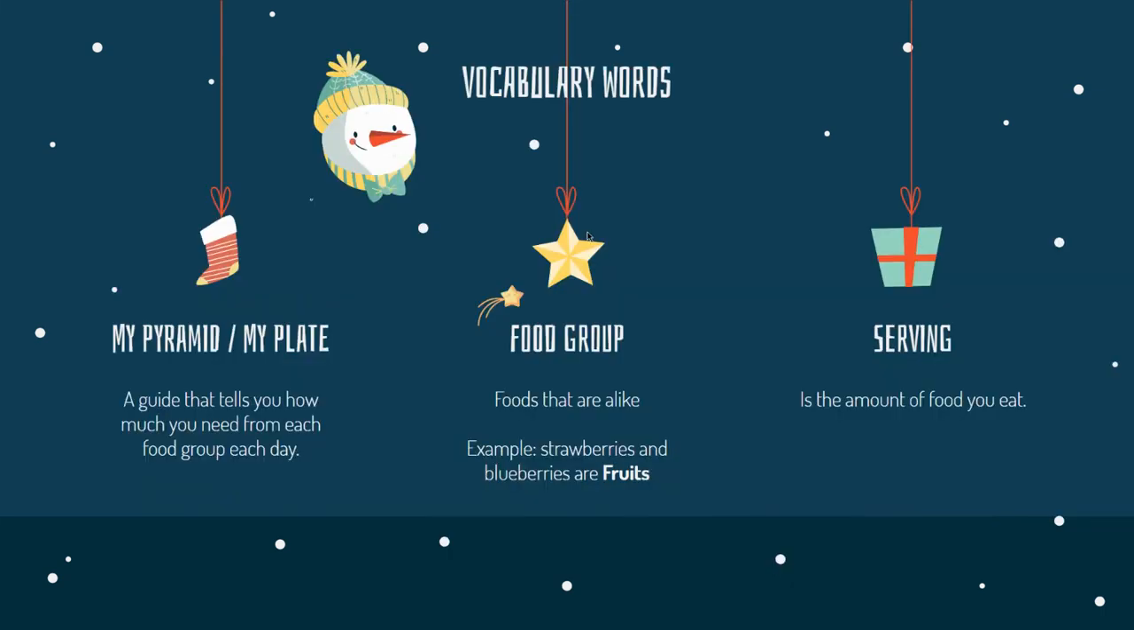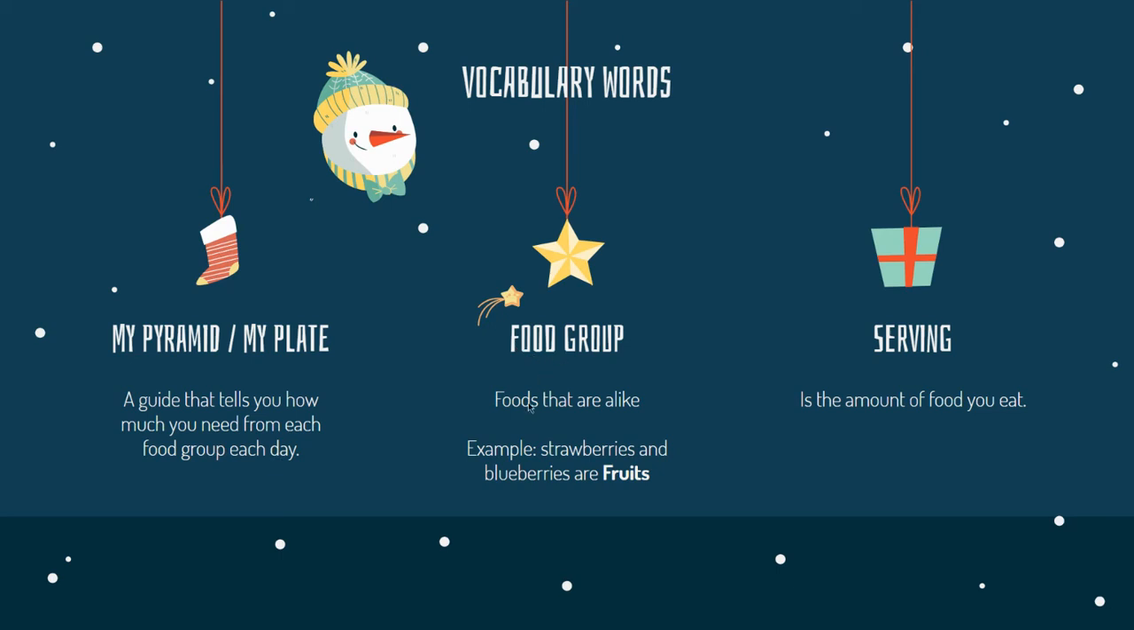So the vocabulary words, this is very important. So you have MyPyramid and MyPlate. So that vocabulary word, again, we don't use MyPyramid anymore. We use MyPlate, but they're the same thing. They mean the same thing. And it's a guide that tells you how much you need from each food group every single day.